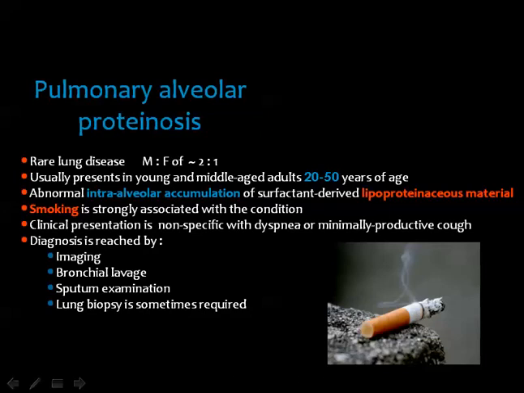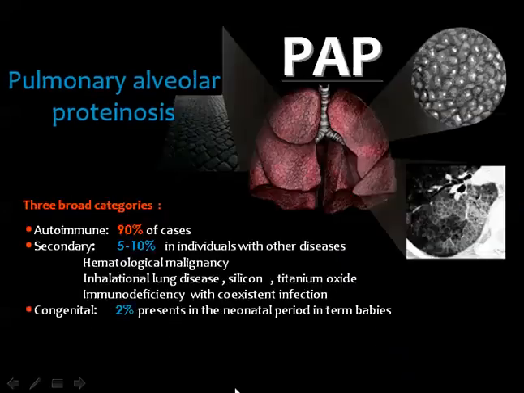Then you got the diagnosis of bronchoalveolar carcinoma. Then what about alveolar proteinosis? This disease is strongly associated with smoking. There is intra-alveolar accumulation of surfactant-derived lipoproteinaceous material. And the disease has a specific imaging appearance, and it can be diagnosed also by sputum examination and bronchoalveolar lavage, and sometimes we may get a lung biopsy to confirm the diagnosis.